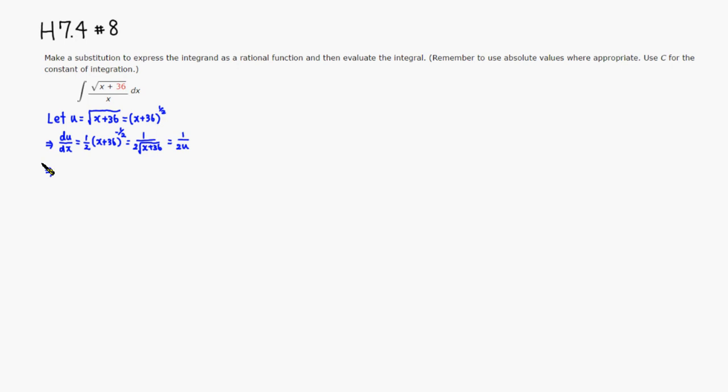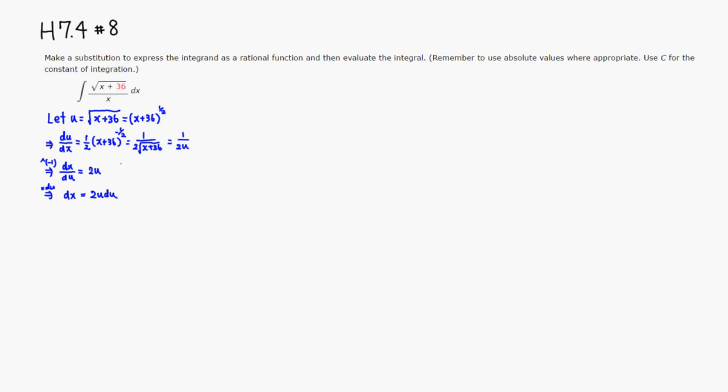Then we want dx. Take the reciprocal of both sides so that the dx goes on top. So dx over du is equal to the reciprocal of 1 over 2u, which would be 2u. Then multiply through by du. We get dx is equal to 2u du.